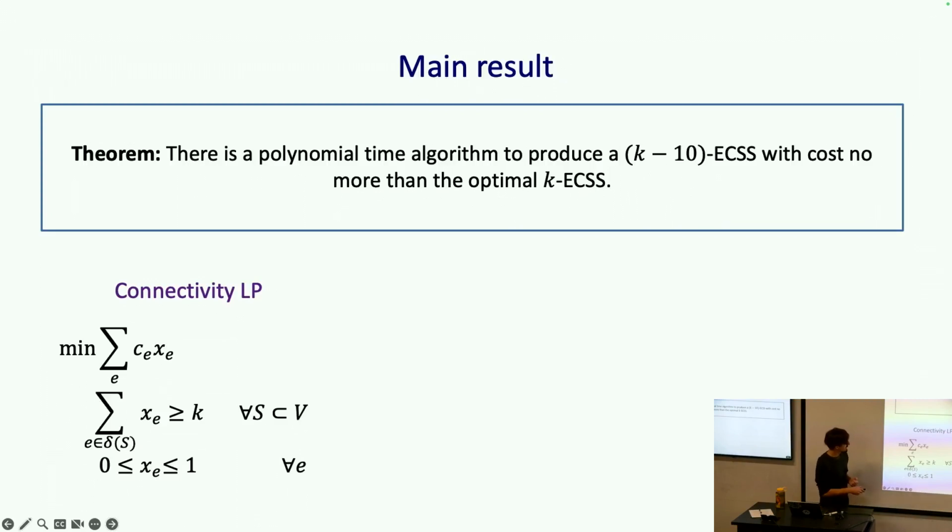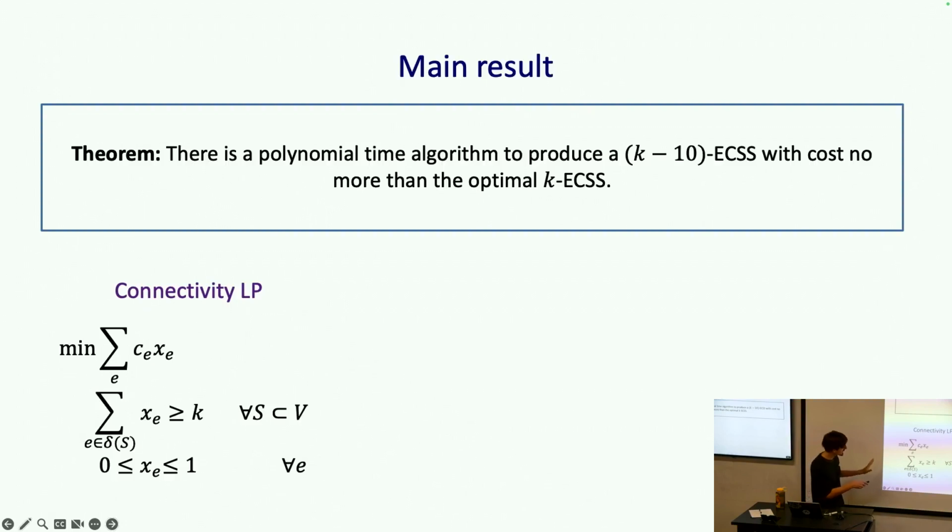And now here are my sort of decision variables, x_e. If these were binary, then this would solve the problem optimally, right? I would just be saying, give me a graph that's k-edge connected and has minimum cost. But when we relax this to have variables between 0 and 1, now we get an LP. And it turns out this can be solved in polynomial time.